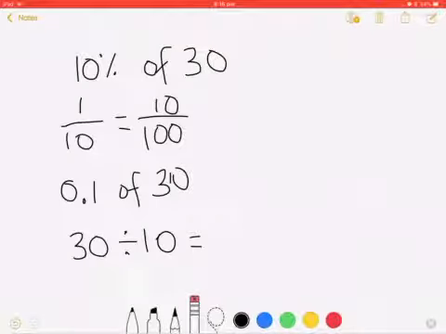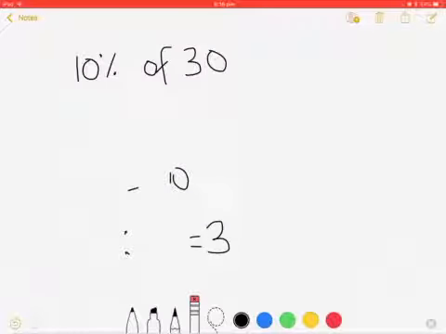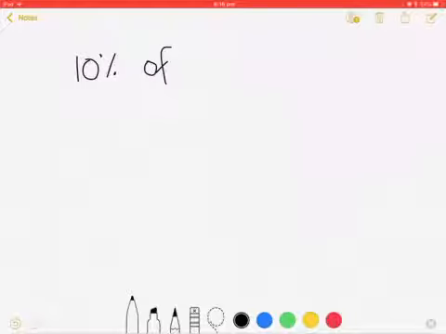Okay, so that's fairly easy. What if I was looking for 10% of a number that didn't end in a 0? So let's say 10% of 64.